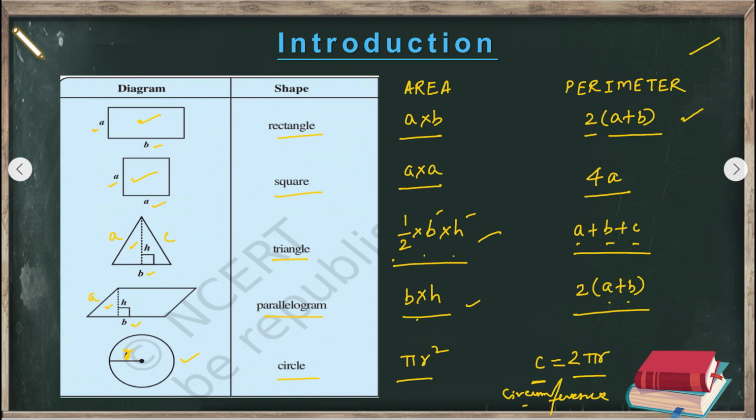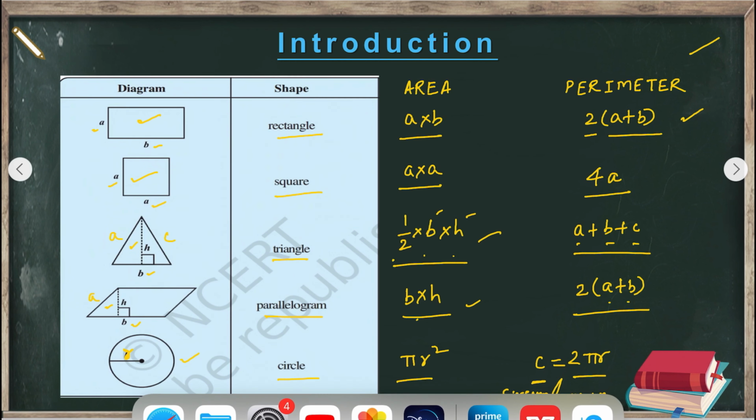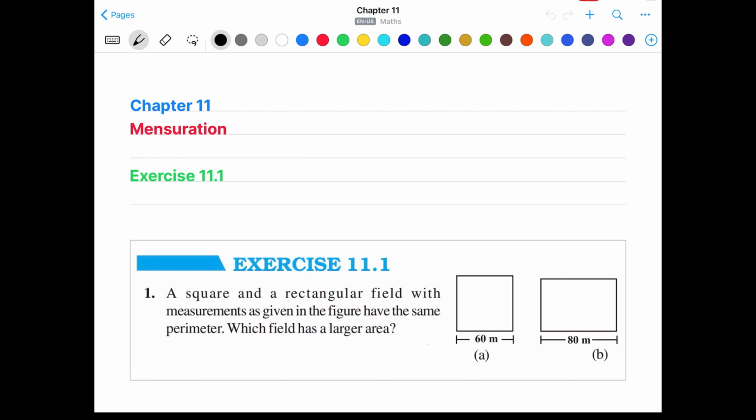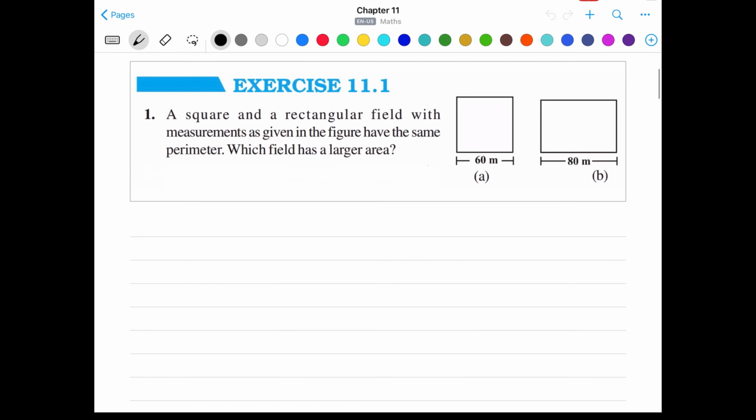Now based on these formulas, we have exercise 11.1. So now we're going to solve the questions of 11.1. Let's move to the exercise now. Exercise 11.1 in total has 5 questions. We are going to do all the questions one by one now. Let's start with the first one.